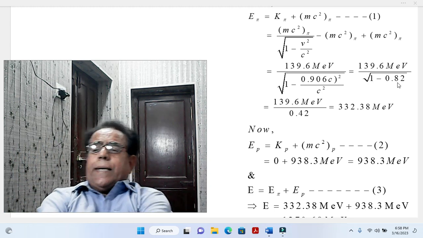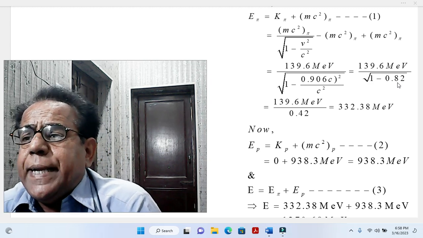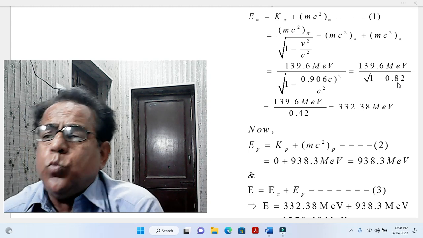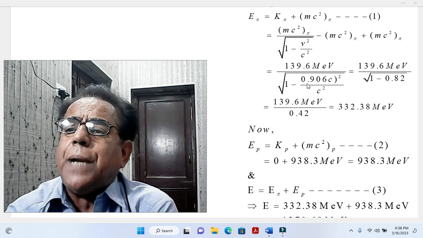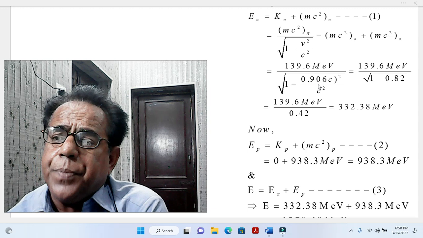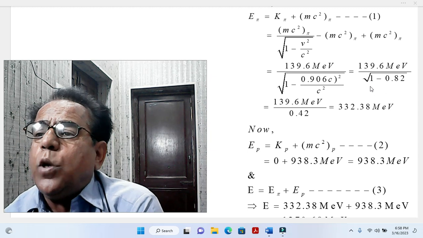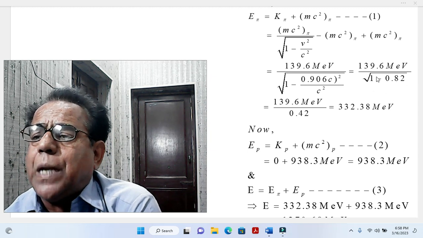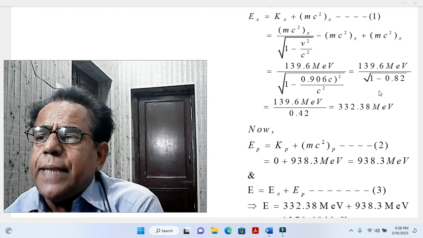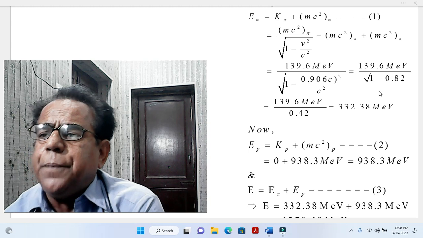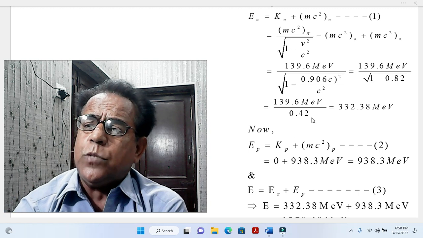What is 0.82? 1 minus 0.82. 0.82 is actually the square of 0.906. If we multiply 0.906 with 0.906, then we will get 0.82. And when we subtract this figure from 1, we will get a figure of which the square root is equal to 0.42.